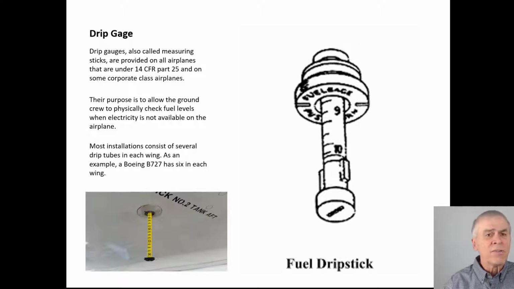Most installations consist of several drip tubes in each wing. As an example, a Boeing 727 has 6 in each wing. So we do have a 727 out there, so go take a peek and get a little fuel. Pull it down until you get the fuel, and we'll count that as a project. So look for the project in another section of D2L.